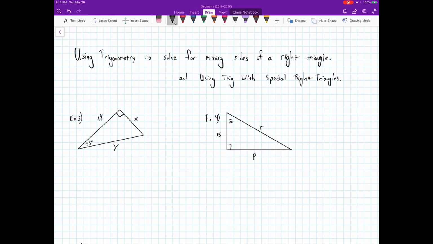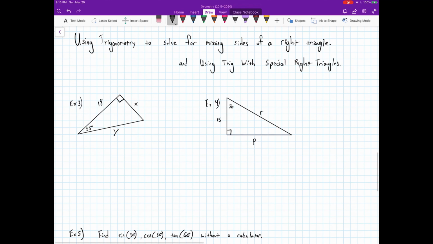Hello, in this video I'm just going to do a few examples showing you how to use trigonometry to solve for the missing sides of a right triangle and how it works with special right triangles. So, if we look at example 3 here, we want x and y.